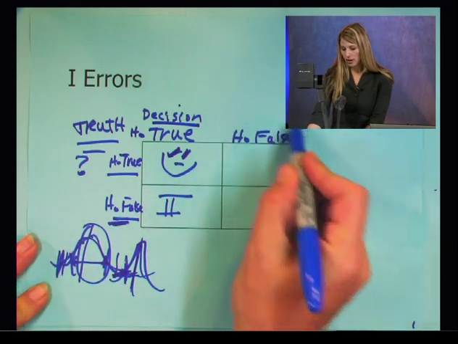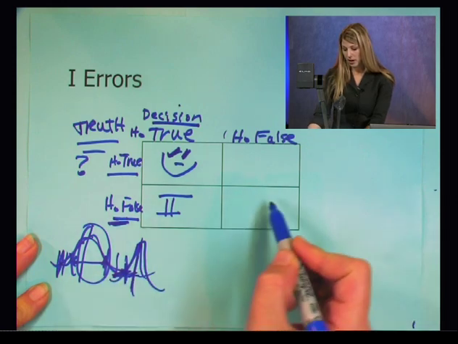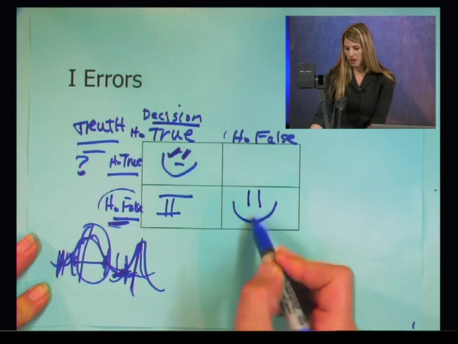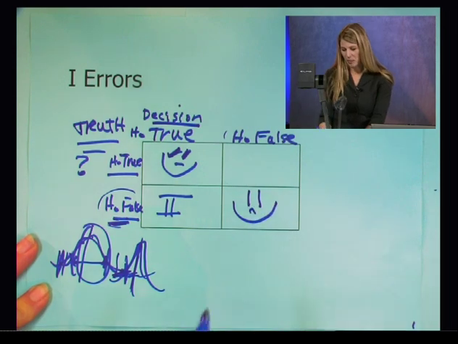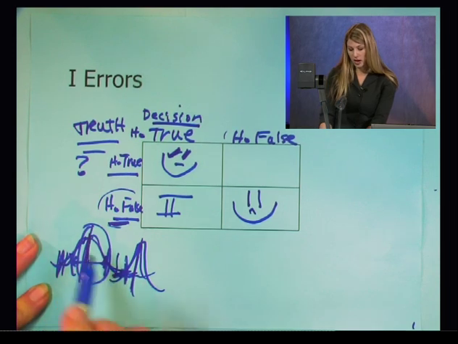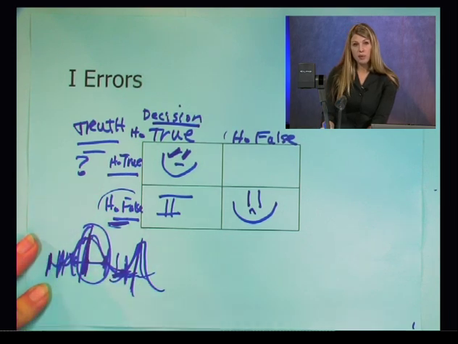Now you could be correct. That null could be false and it's out here. If you're correct, the null is actually truly false. Good job, smiley face. Hooray, you get to celebrate. But suppose that the null was true. Both groups were equal, and you just got a score way out here by sampling error.